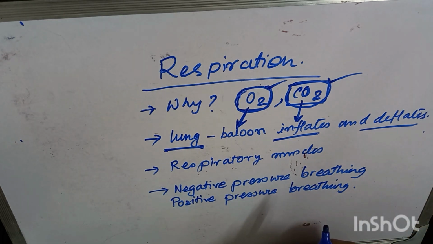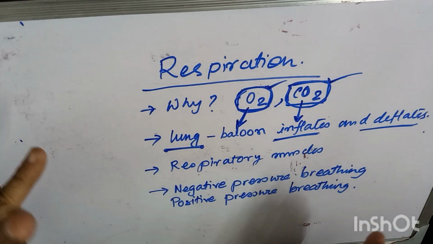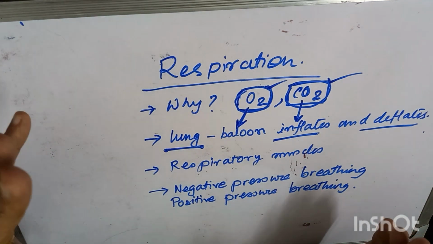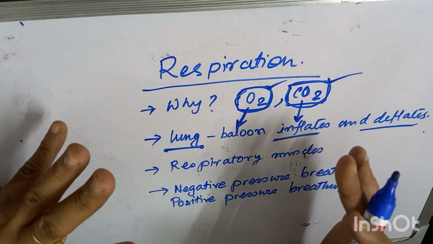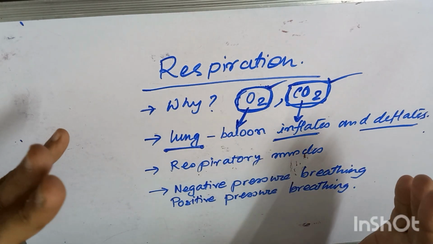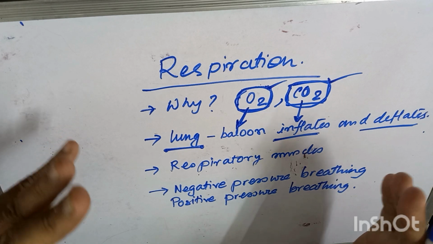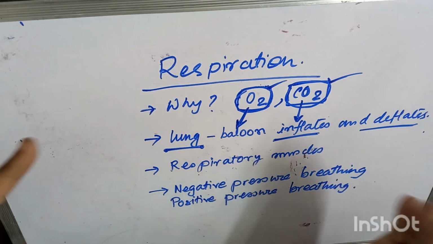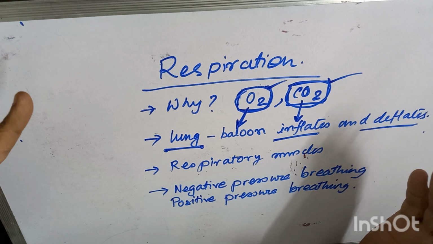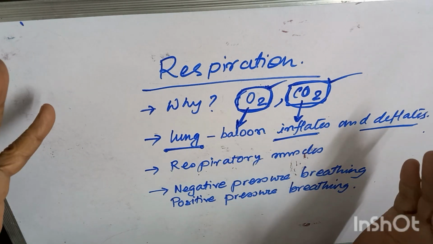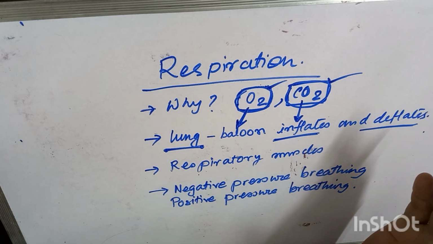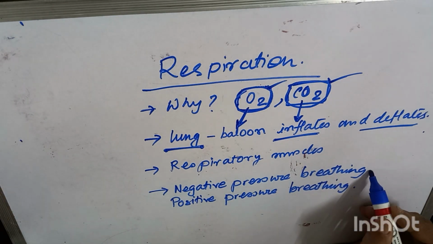Why is it negative pressure breathing? Because we are creating a negative pressure inside the lungs, inside our thoracic cage, and that is because we contract all our muscles, and these muscles increase the thoracic volume, and because the volume gets increased, the pressure gets lowered, and so a negative zone is created and air gets sucked in. This is called negative pressure breathing.